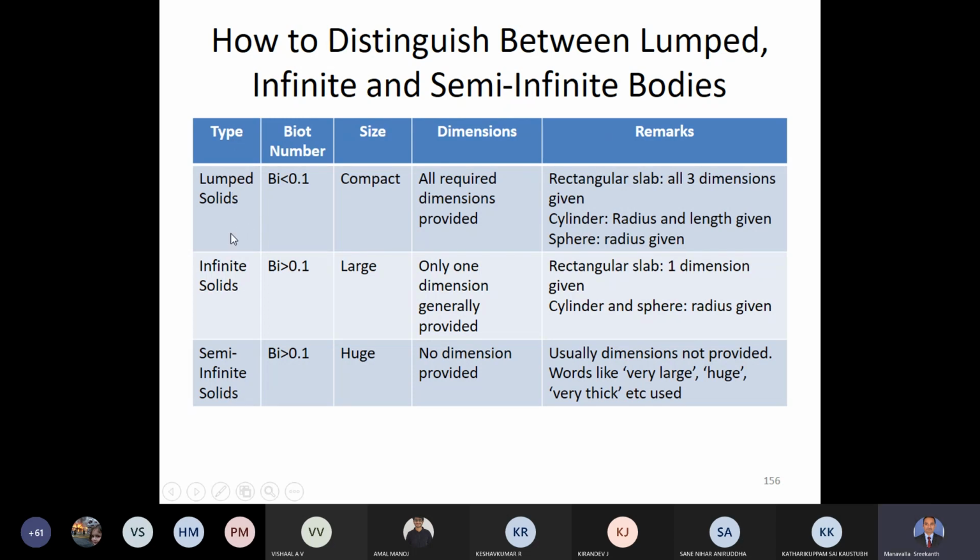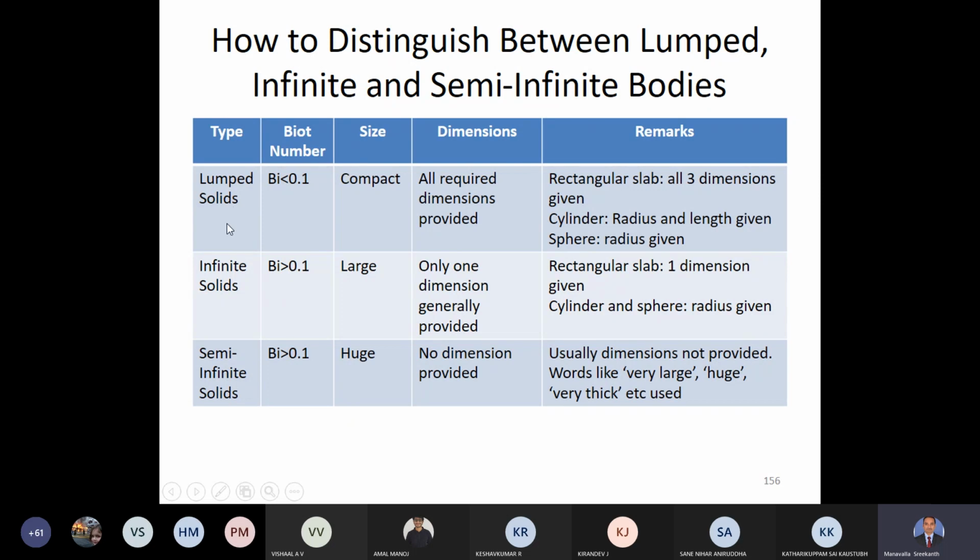So there are three types: lumped solid, infinite solid, and semi-infinite solid. If you calculate the Biot number of a lumped solid, it will always be less than 0.1. But for infinite solids and semi-infinite solids, provided you are able to calculate it, it will be greater than 0.1.